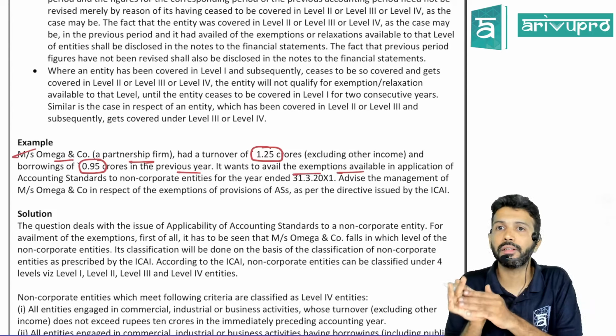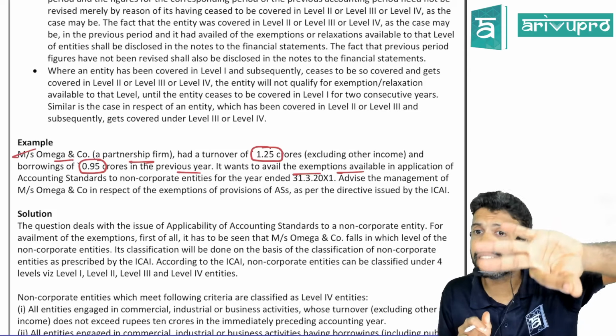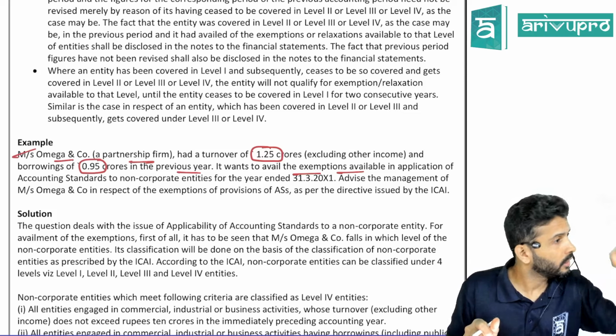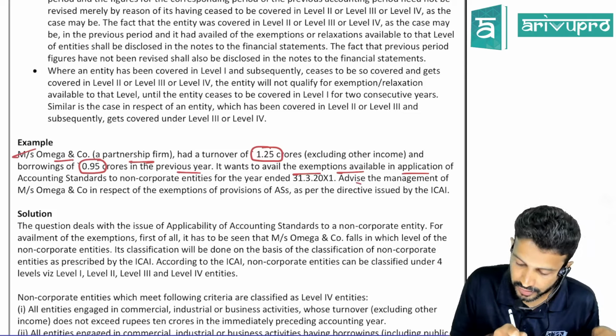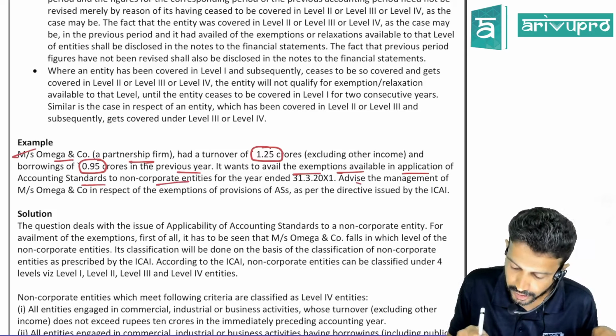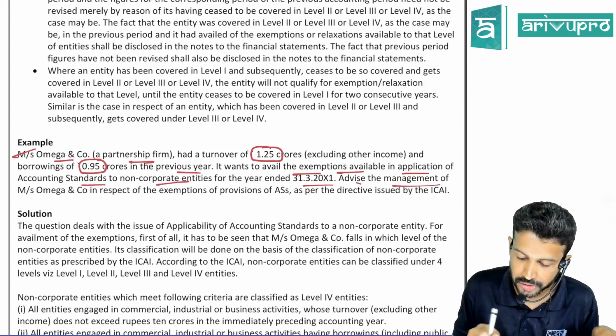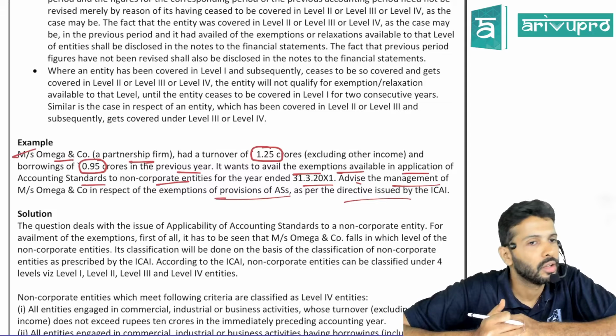As I told you, for level 1, no exemptions are available. But if you are level 2, level 3 and level 4, you do get some exemptions. I'll tell you what those are. First, you identify this for me. They want to avail exemption with respect to application of accounting standards to non-corporate entities for the year ended 31st March 2021. Advise the management whether they can take this exemption as per the directions given by ICAI.